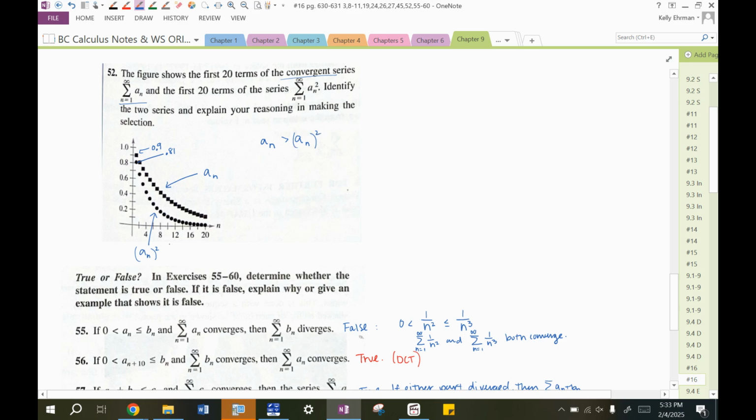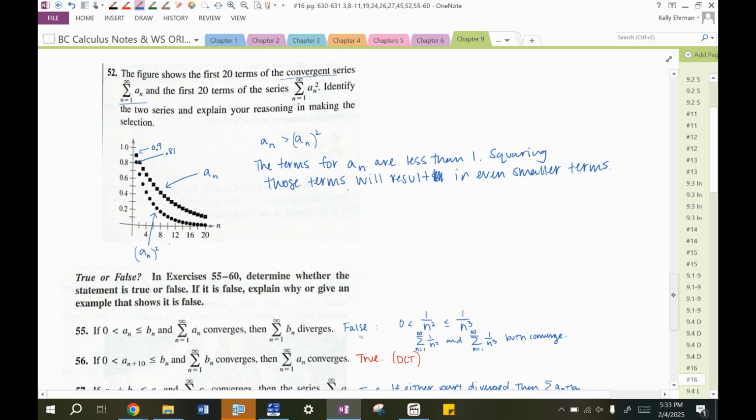So identify them, explain your reasoning in making the selection. I think I just explained it, right? So what am I going to write for this? The terms for a sub n are less than 1. Squaring those terms will result in even smaller terms. I'm sure I worded that differently on the key that I posted, but similar idea.